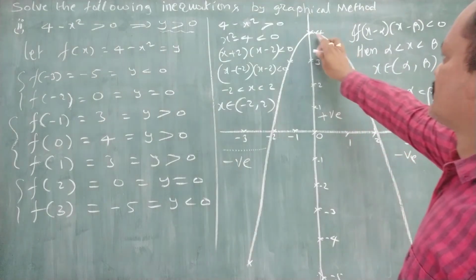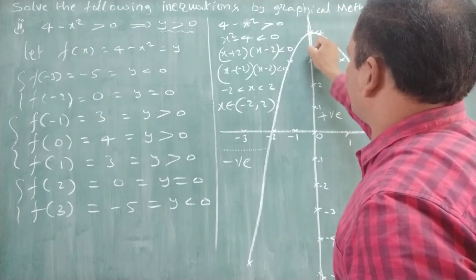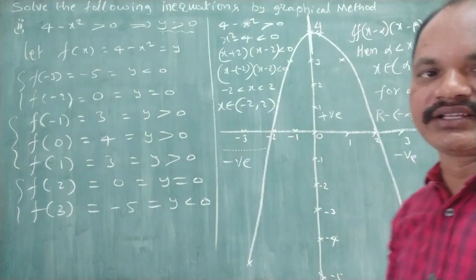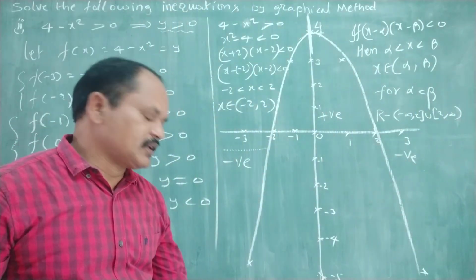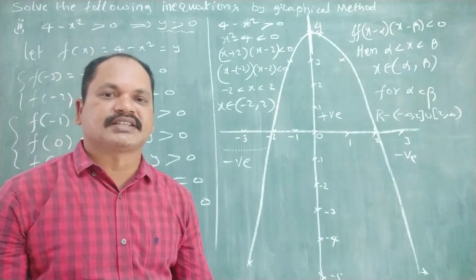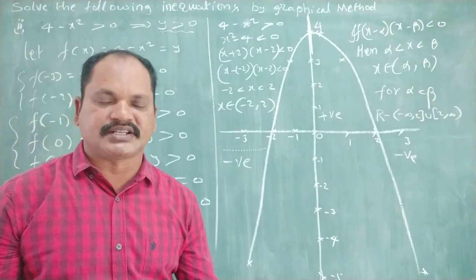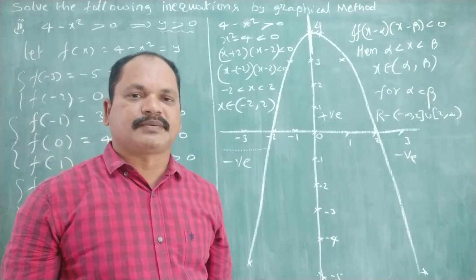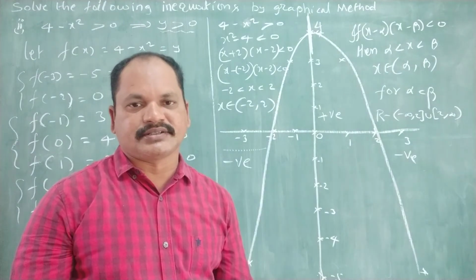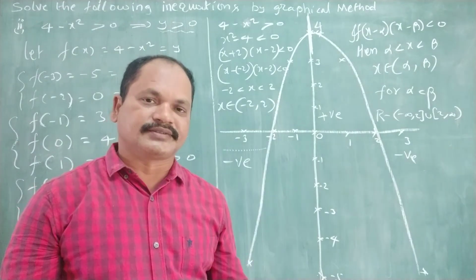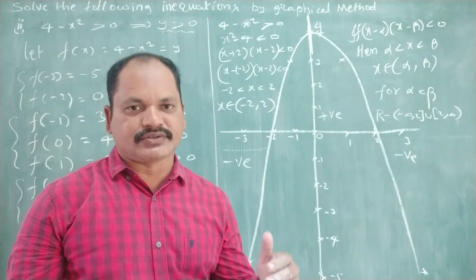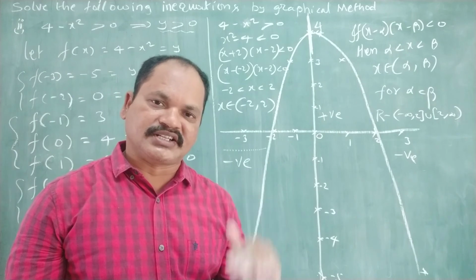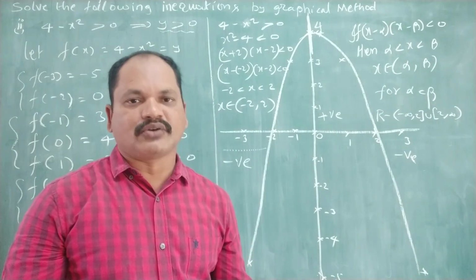Are you clear? The curve intersects the y-axis at 4. That's why this is the downwards parabola, since the coefficient of x square in the expression is negative. Suppose ax square plus bx plus c is taken as an expression, then if the x square coefficient is positive, it is an upwards parabola. If the x square coefficient is negative, then it is a downwards parabola.